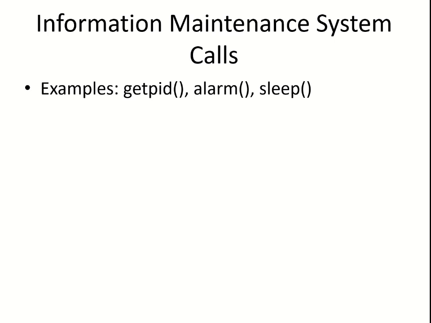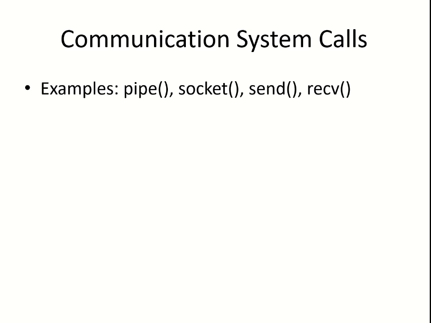And then information maintenance. Examples: getpid(), alarm(), sleep(). And next, communication system calls. Examples of communication system calls: pipe(), socket(), send(), receive(). These are examples of communication system calls in operating systems.